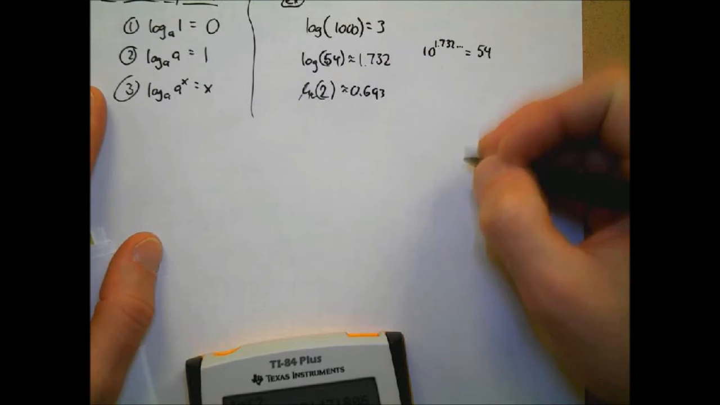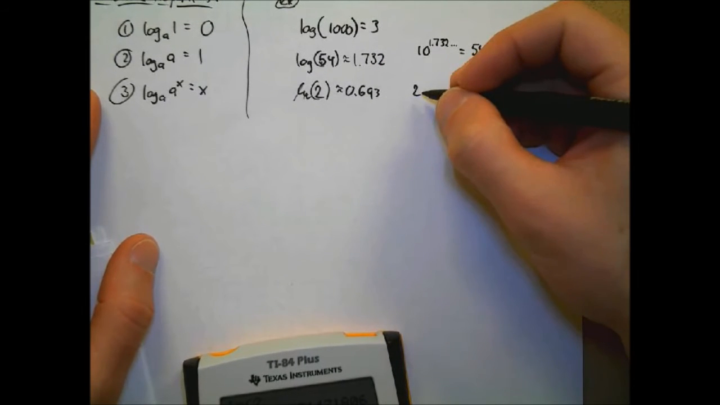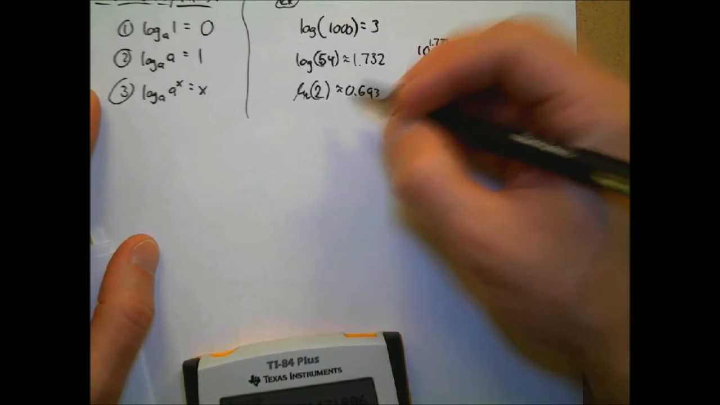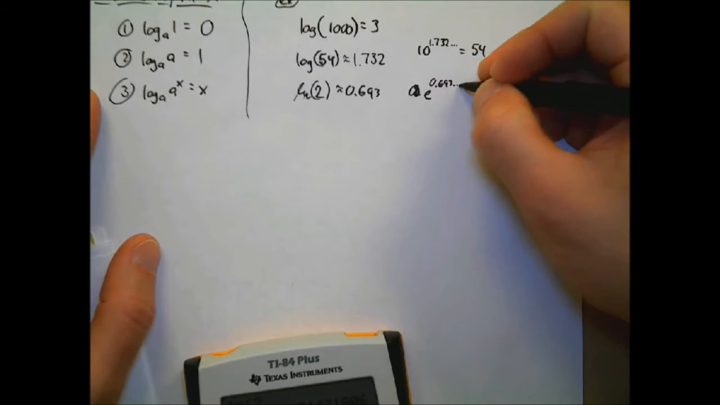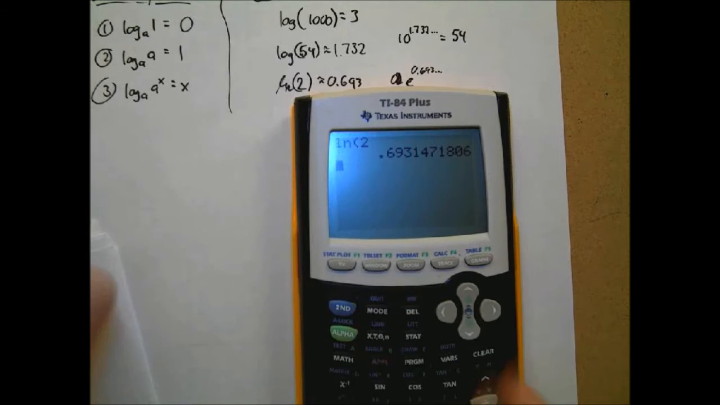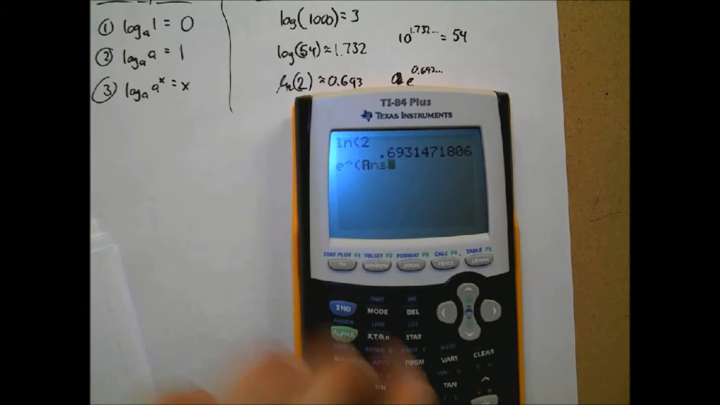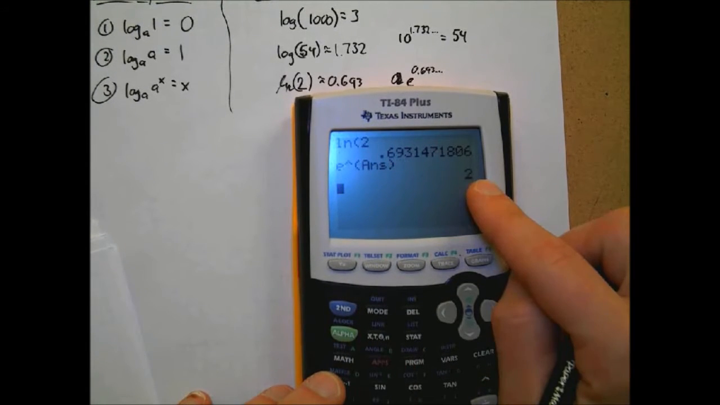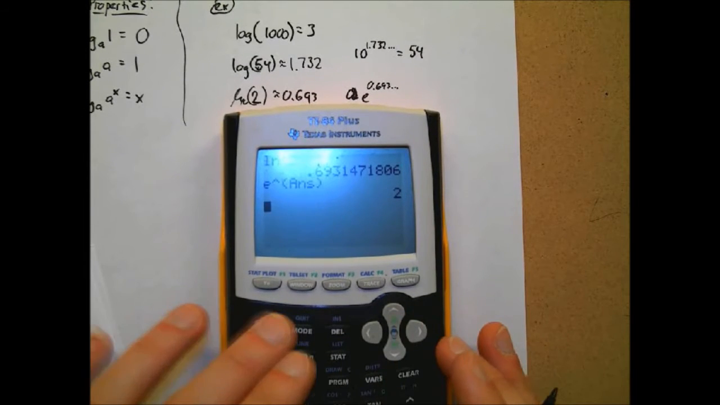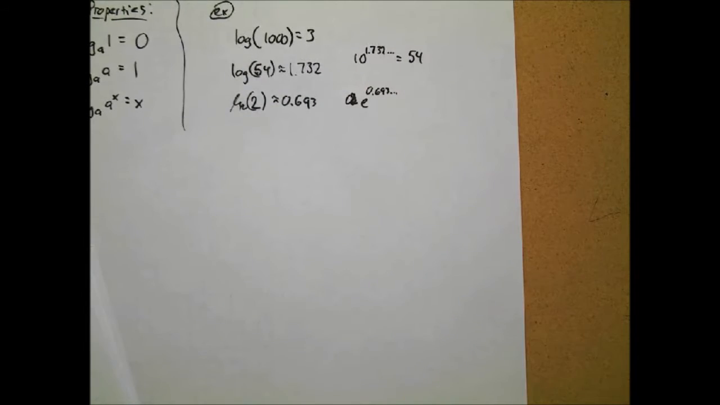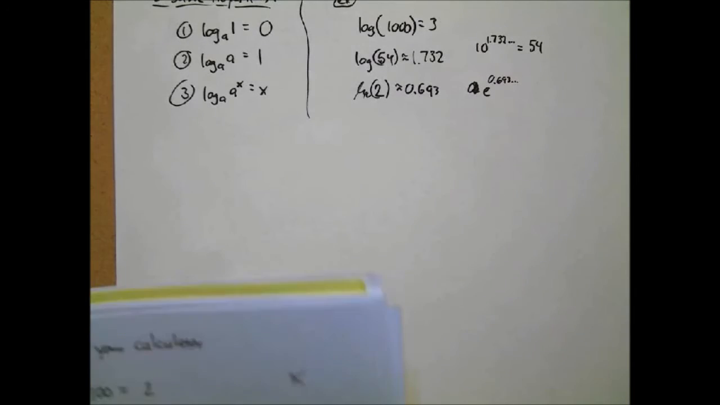And again, if you took E, the base there, to that power of 0.693, so E to the answer there, you would get back to your 2. There it is. All right. That's that. Enough of that.